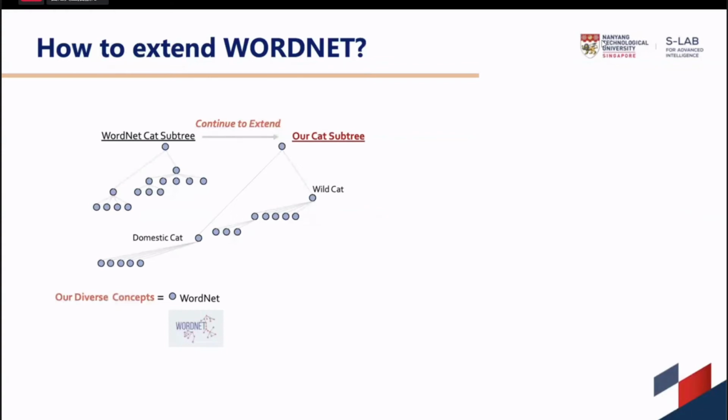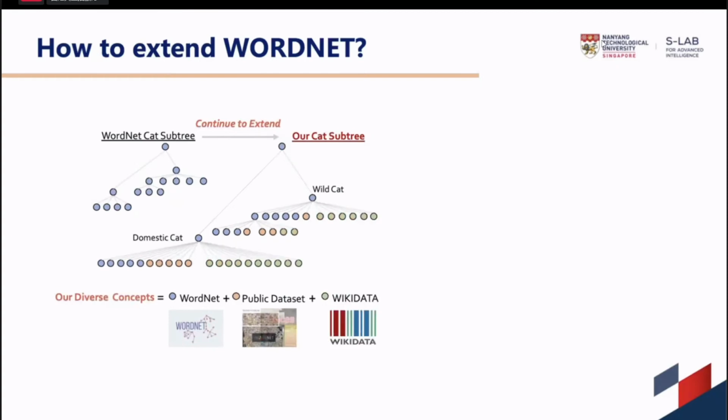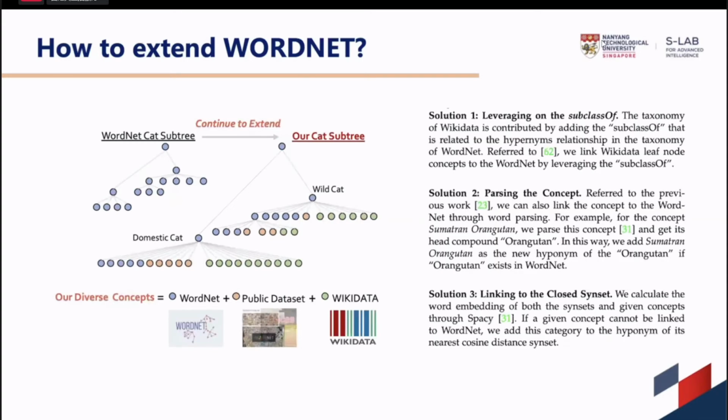Okay, so the first question we want to solve is how to get a diverse taxonomy, a very diverse concept. And we want to just extend the WordNet. Just as I said in the OmniBenchmark, we also use our newly built taxonomy, which extended from the WordNet. And as I said, we collect the concepts of public datasets and further extend them through another knowledge base, Wikidata. And in the Bamboo, we use 3 solutions to integrate the new concepts into the hierarchical tree of WordNet. These 3 solutions are also used in the OmniBenchmark.